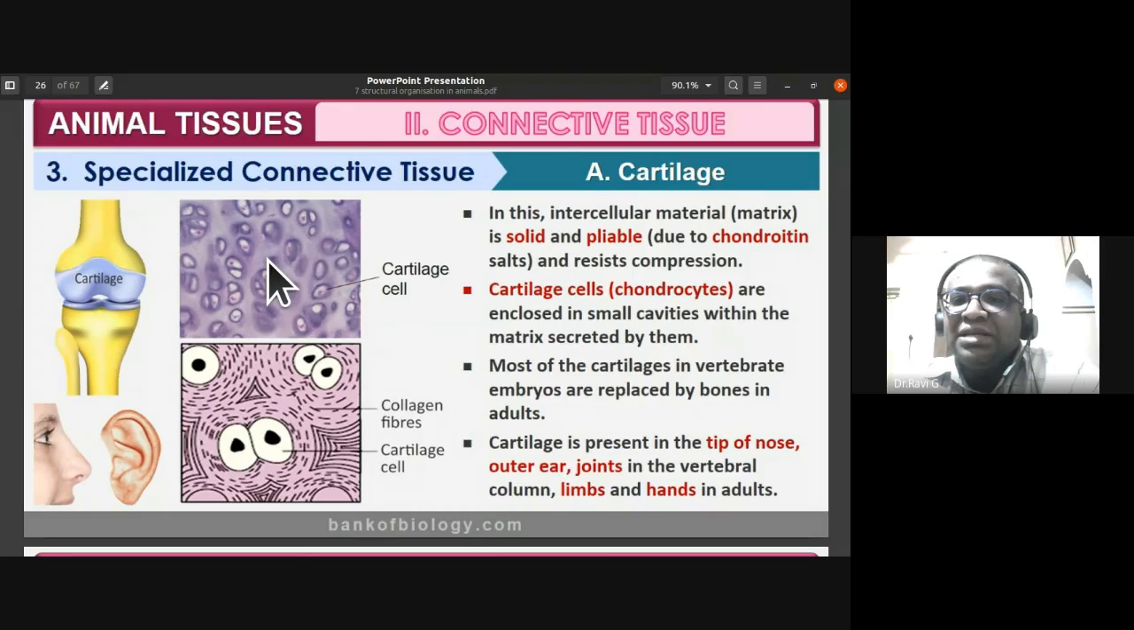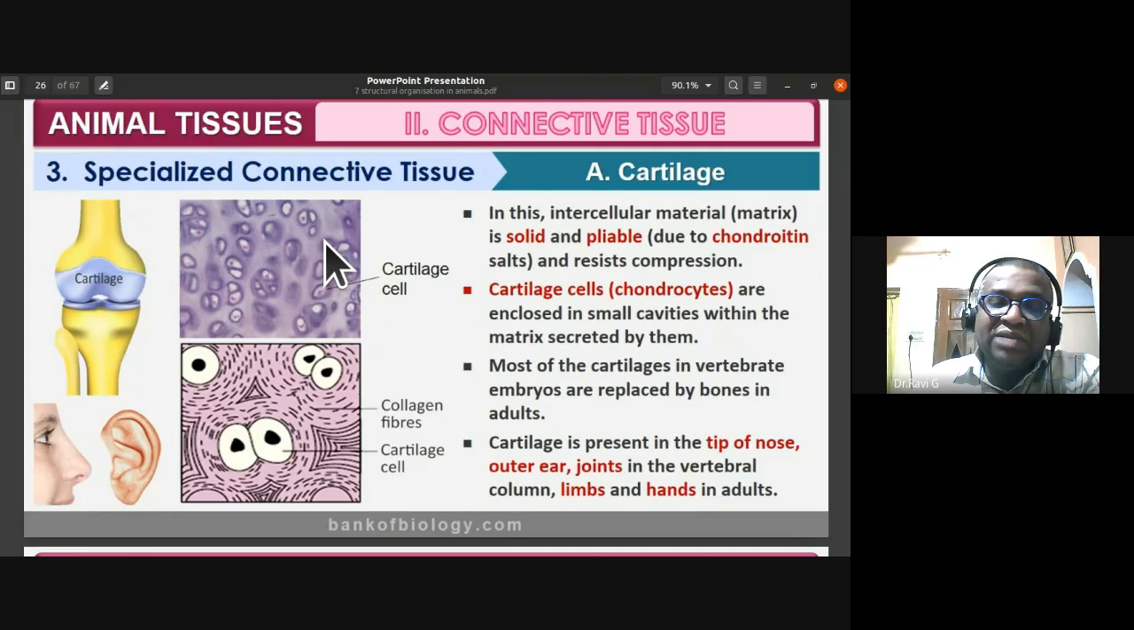See, in cartilage the intercellular material, that is the matrix, is solid and pliable due to chondroitin salts. So they are solid and pliable, meaning flexible, due to chondroitin salts, and they resist compression. You can't compress them, they again bounce back.